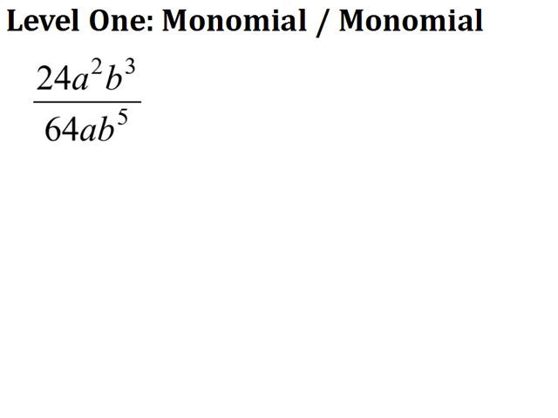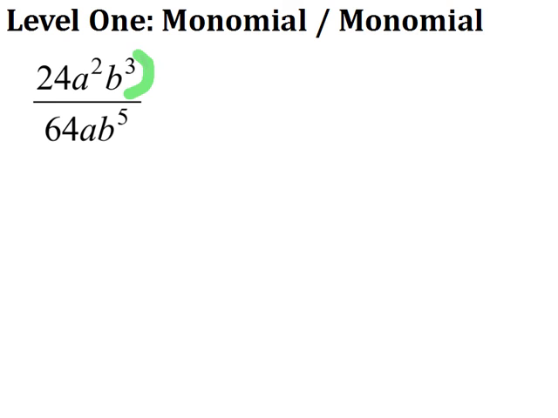Welcome to Level 1 of Simplifying Rationals homework. Level 1 consists of monomials being divided by monomials. The first question you might have is, how can I tell if it's a monomial?